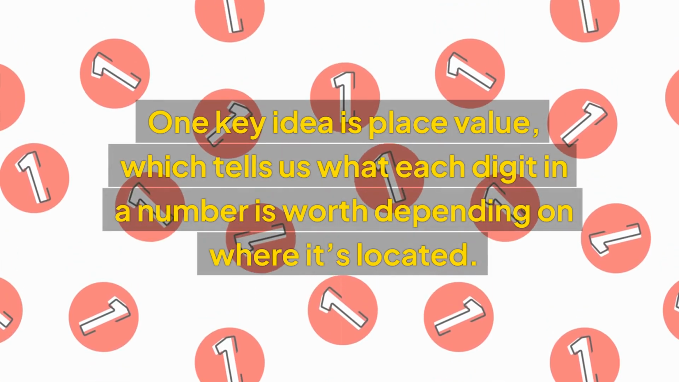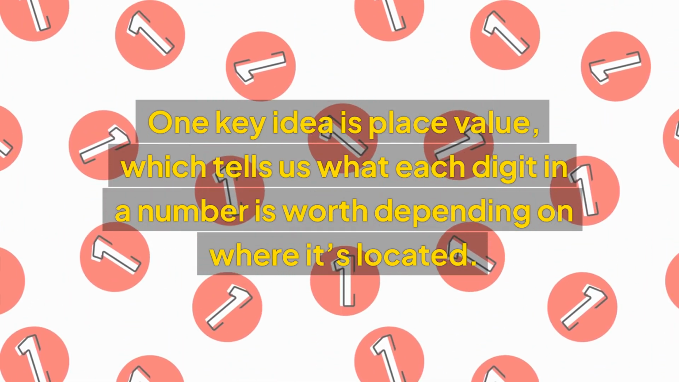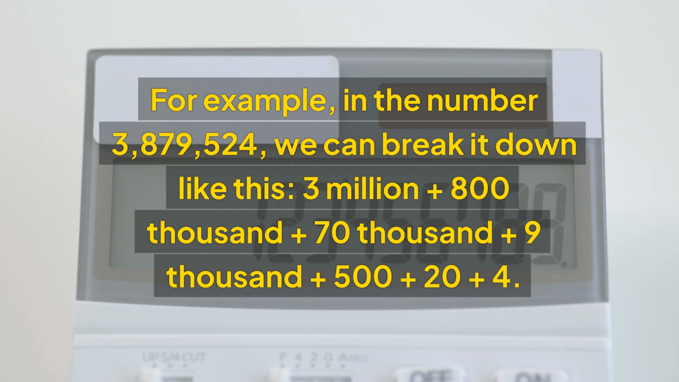One key idea is place value, which tells us what each digit in a number is worth depending on where it's located. For example, in the number 379,524, we can break it down like this. 3 million plus 800,000 plus 70,000 plus 9,000 plus 500 plus 20 plus 4.